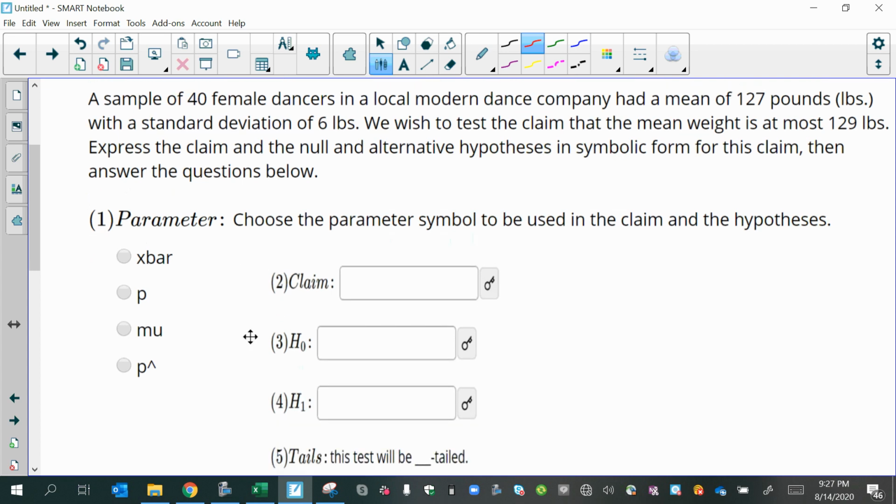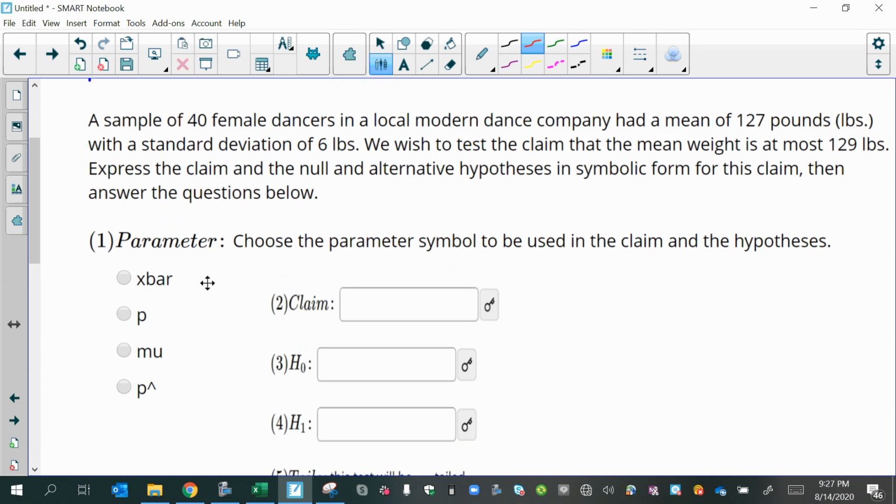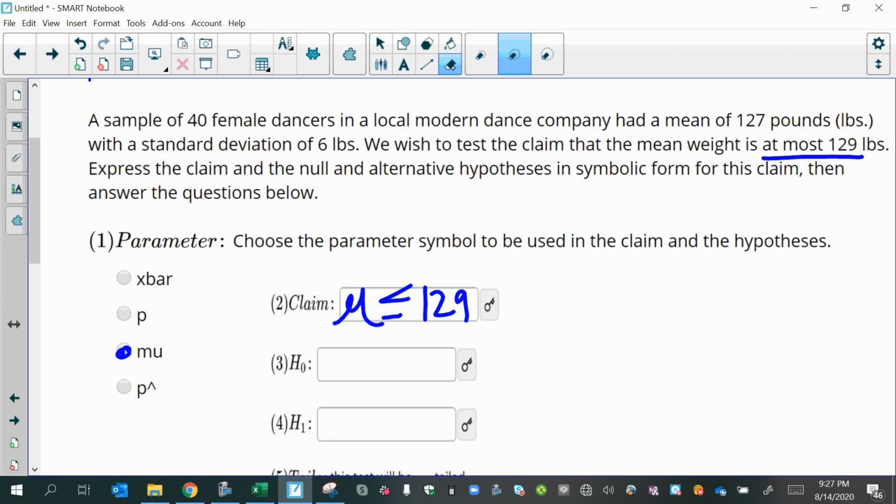So first of all, the parameter, since this is a claim about a mean, we would always make the claim about the population mean mu. And then your claim would be mu is greater than, no, at most 129, so that's less than or equal to 129. And you don't have to enter the mu symbol, even though technically we know it's there because you selected it already in the part right before it, but I'm going to write it there anyway so that we can see the whole thing.